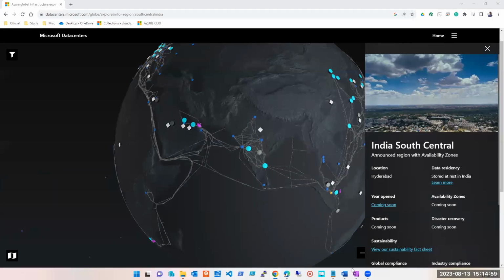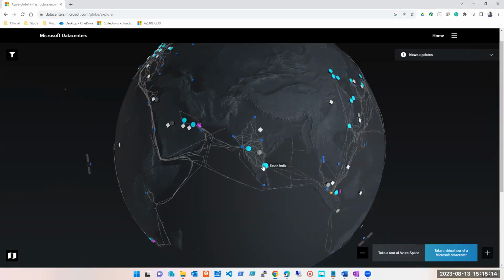Okay. Now what is the feature? All regions do not have availability zones. Few regions have availability zones. But what is that? Let me explain it to you. All the regions, the basic regions, have only one data center.